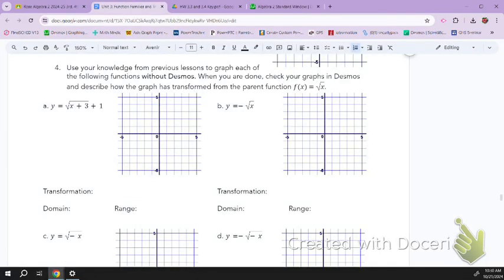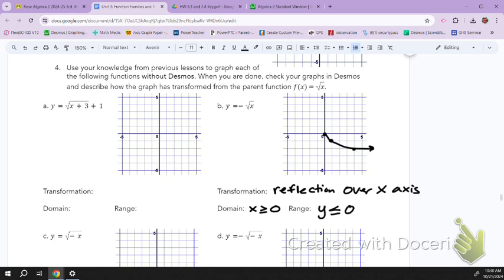Okay, let's talk about part B then. We just talked about it on the TV screen. This has been reflected over our x-axis. So it's a reflection over the x-axis. The domain, well, all the x's are going to be going in the positive infinity direction. So x is going to be greater than or equal to 0. But the y is going to change. Now that it's reflected over, all the y's are going to be less than or equal to 0.